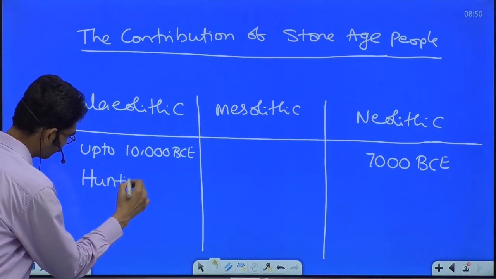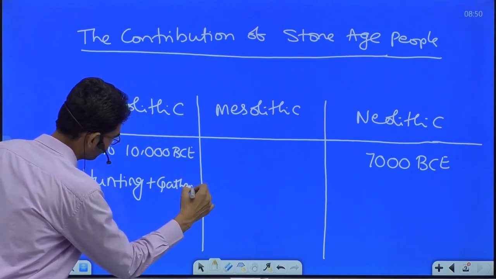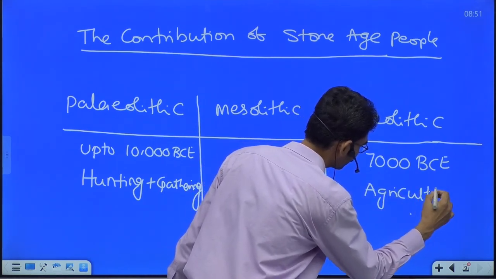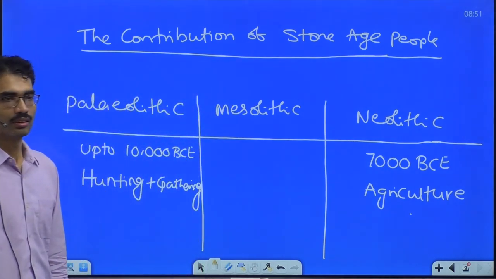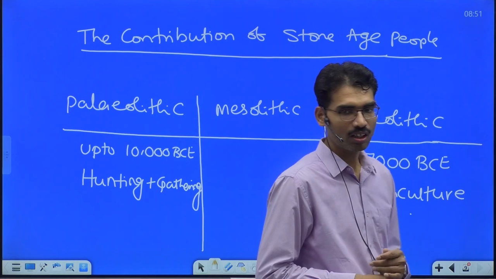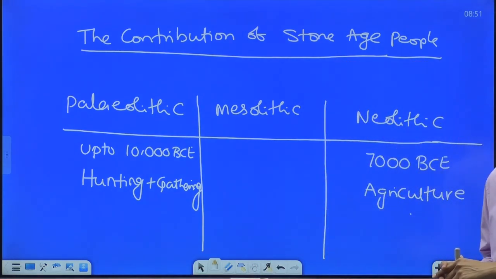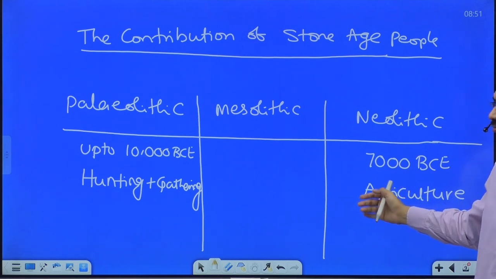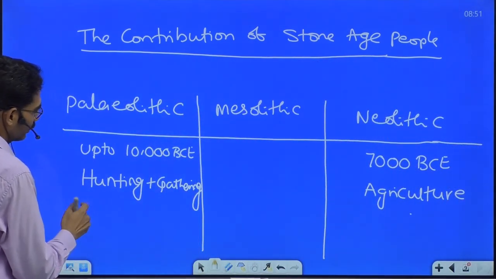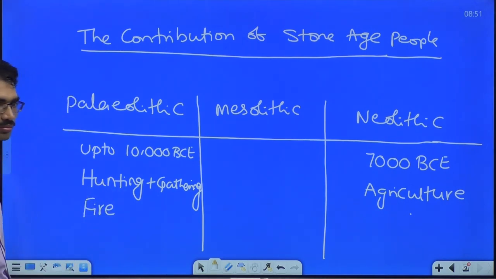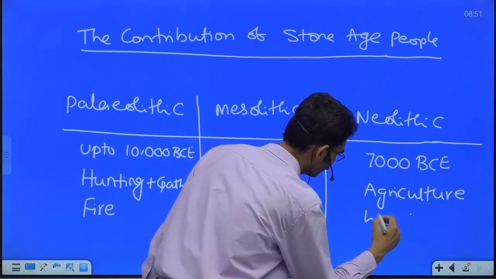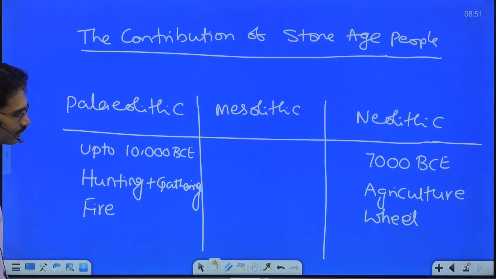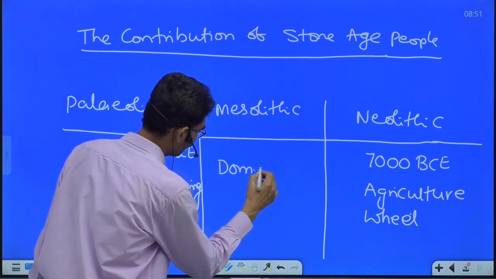These people were depending on hunting plus gathering. When it comes to Neolithic, agriculture. Suppose I ask you the question, what is the contribution of Neolithic people to humanity? What can we say? They taught us how to practice agriculture. When it comes to technology, these people invented fire. These people invented the wheel. Now, in between, domestication of animals.